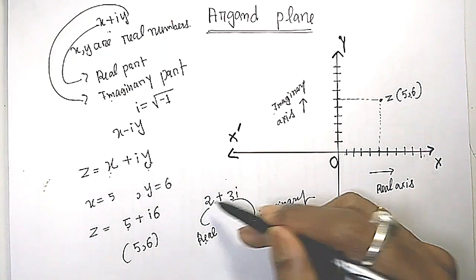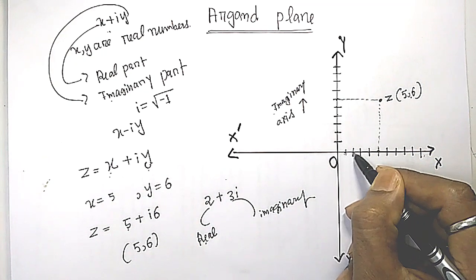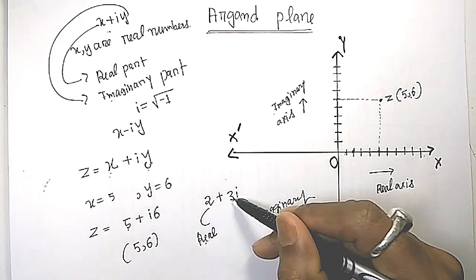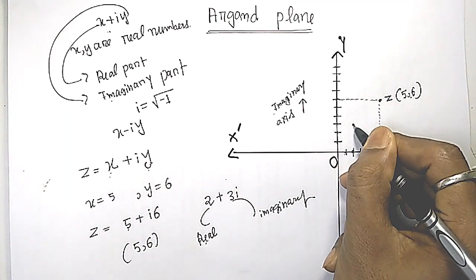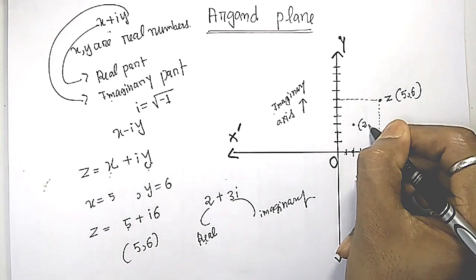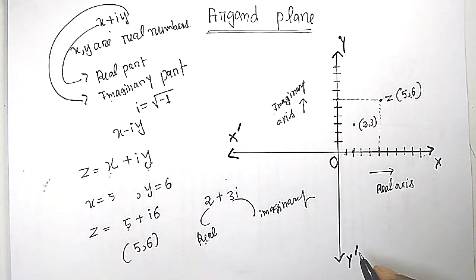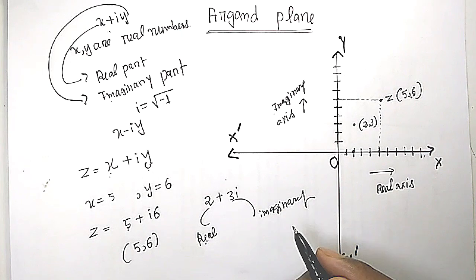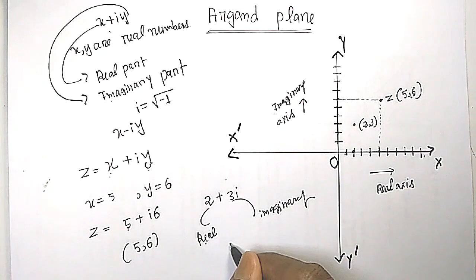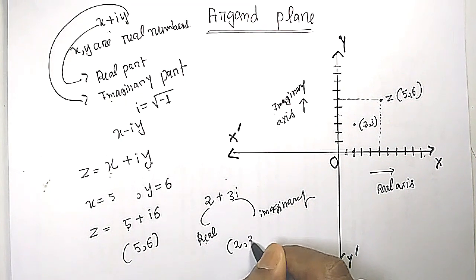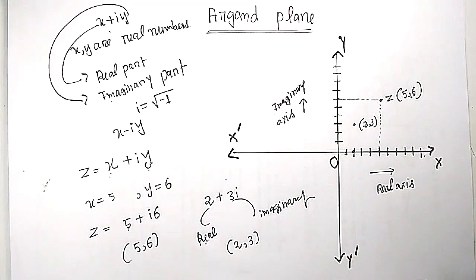What is the real part? 2, so 1, 2. And what is the imaginary part? 1, 2, 3. So this is the point (2, 3). The representation of 2 plus 3i is nothing but the representation of the ordered pair (2, 3), where 2 is the real part and 3 is the imaginary part.